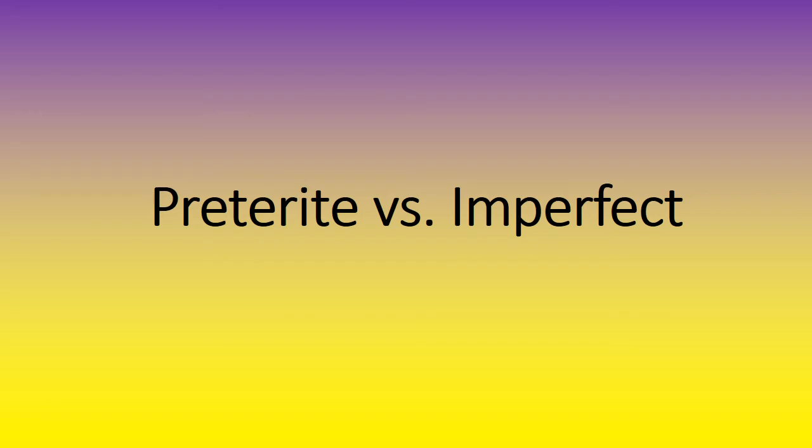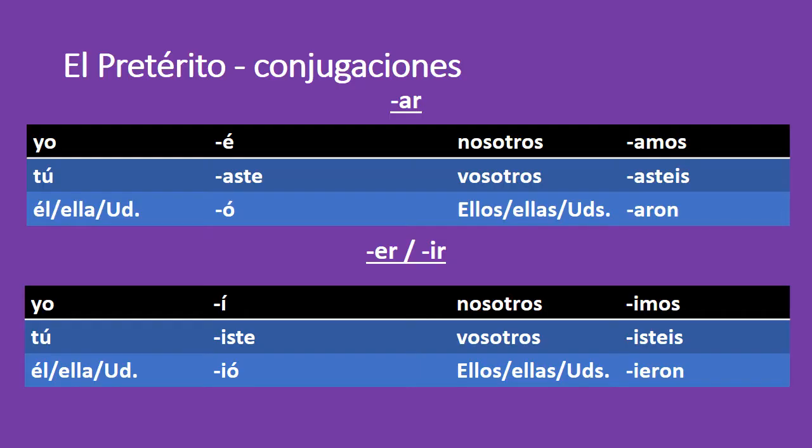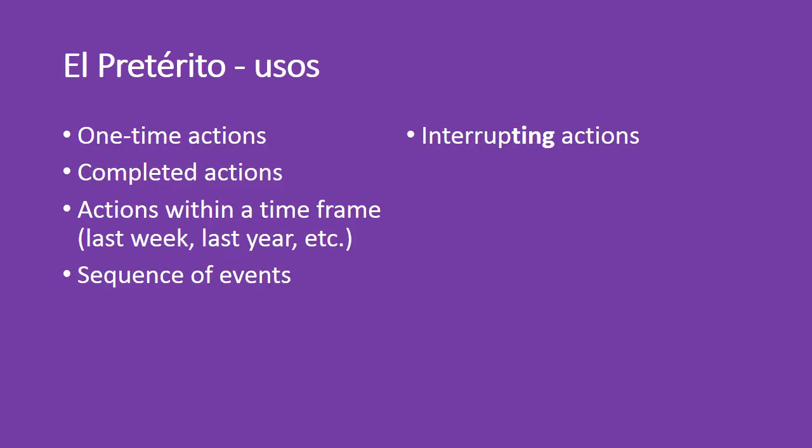This video is about the difference between el pretérito and el imperfecto. As a review, here are the conjugations for the preterite tense: -é, -amos, -aste, -aron, -í, -imos, -iste, -ieron. The preterite is used for one-time actions, completed actions, and actions within a time frame, last week, last year. It's also used for interrupting actions, which I'll explain in just a minute.